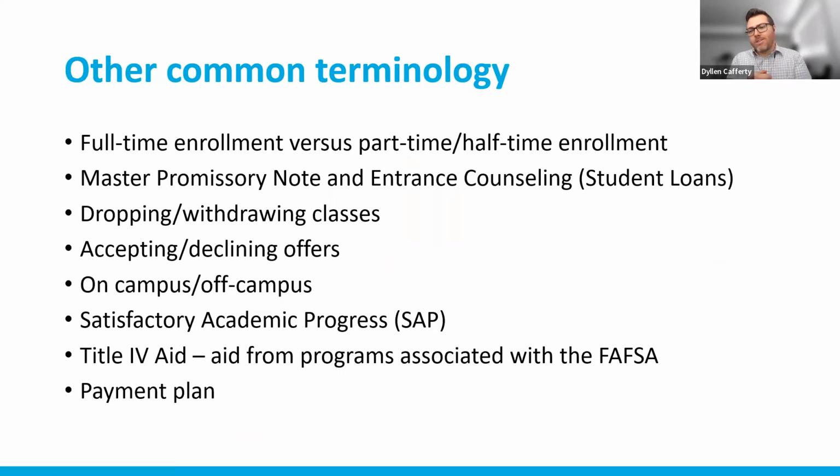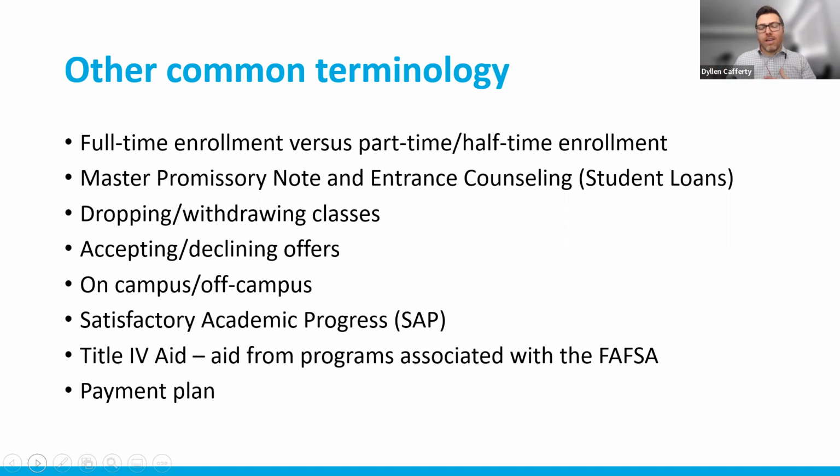Some other common terminology that you'll encounter while looking at an award letter are different things that students may not understand, like these. Full-time enrollment versus part-time or half-time enrollment. Master promissory note and entrance counseling, usually for students who take out student loans. Dropping and withdrawing classes, accepting and declining offers for their awards, because you can say no to any award that's been offered to you. You do not have to take out a loan.